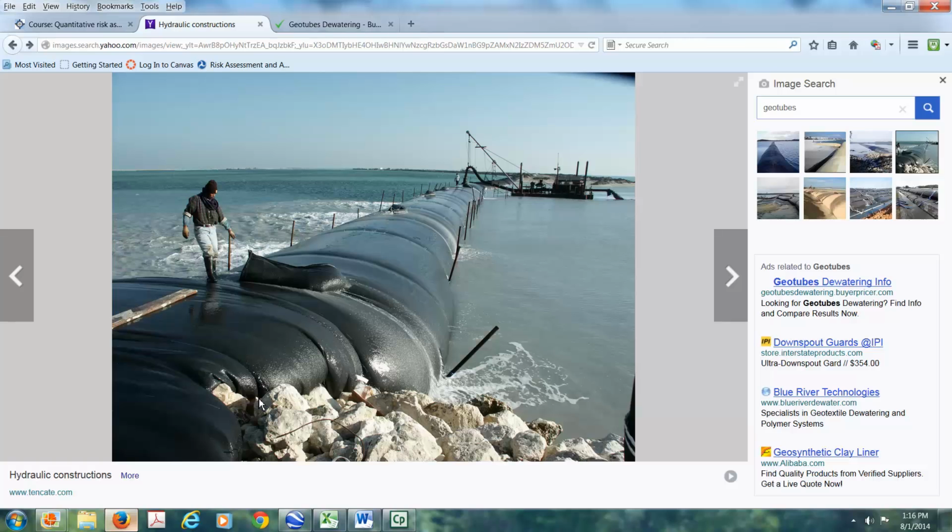This is a geotube. They're like gigantic sausage casings that are placed offshore, then they're filled with sand. And then the area back here behind it is dewatered, and the dredged material is placed back here in a containment area.